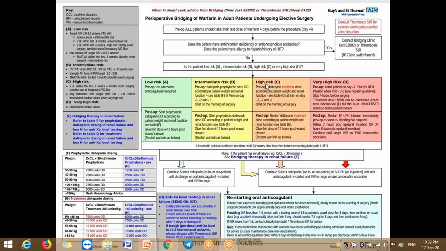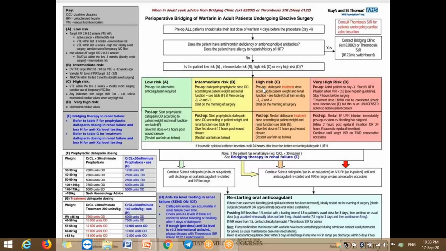Then you will shift the woman to the low molecular weight heparin, either high dose or low dose. It will be a high dose because actually she's a high risk woman. Do the bridging on the high dose until she continues the warfarin. This is the bridging. Even during the period of organogenesis, she will have the warfarin. That's what I'm telling you. This is the only indication to give warfarin in pregnancy.